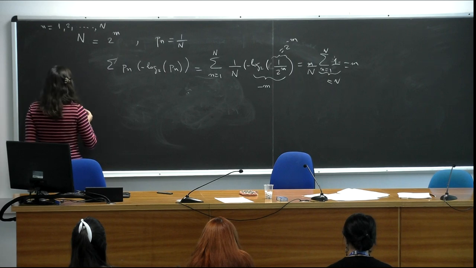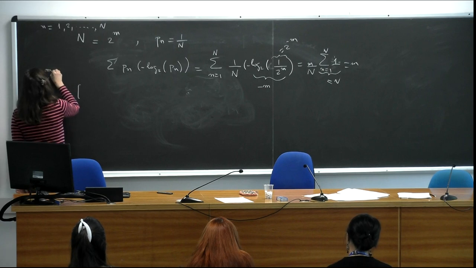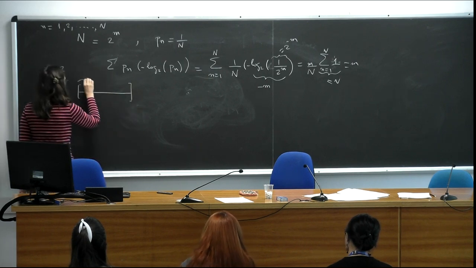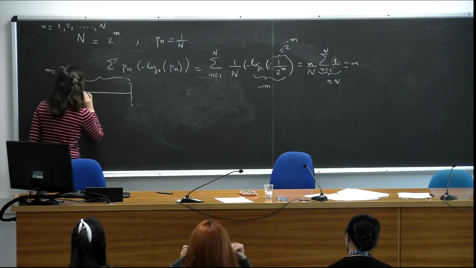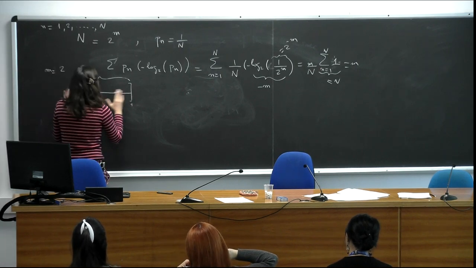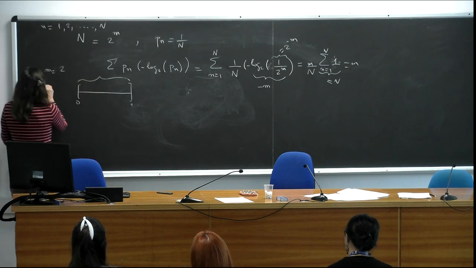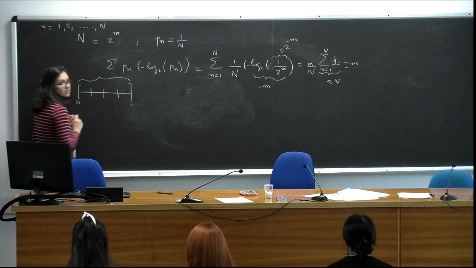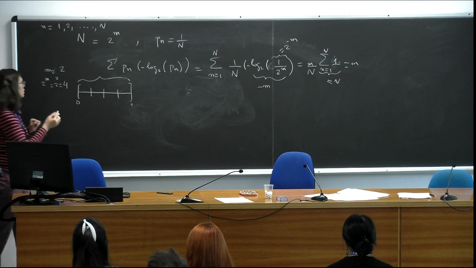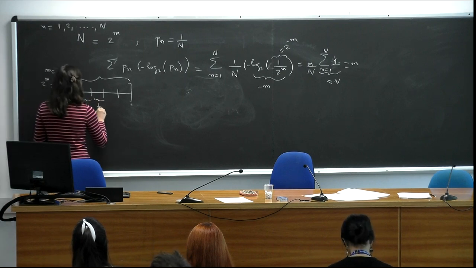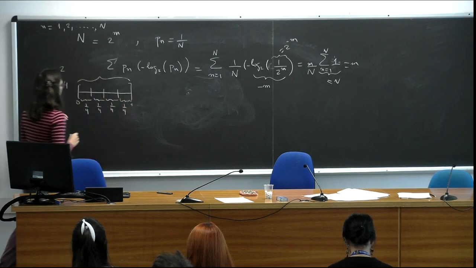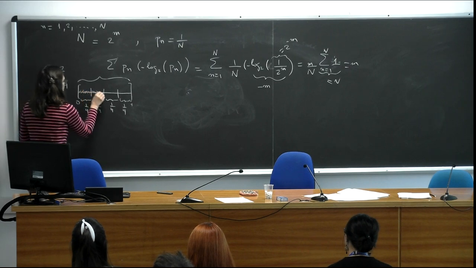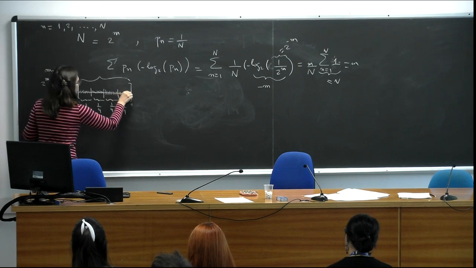I gain m bits of information when I have certainty about the response. And the way that we can think of it is, let's take a small m, for example 2. Let me imagine this is the 0, 1 interval. This is 0, this is 1, and this is a segment. And I have 2 to the m, which is 2 to the 2, so 4 options. They are all equally probable, so I'm going to divide the segment into 4 segments of the same length, which is 1/4. And so when I learn, I can have this response, or this response, or this response, or this response. These are the 4 responses.